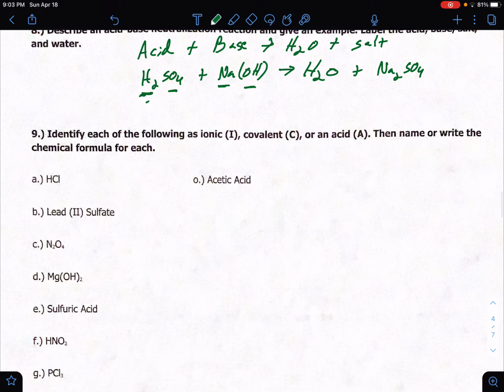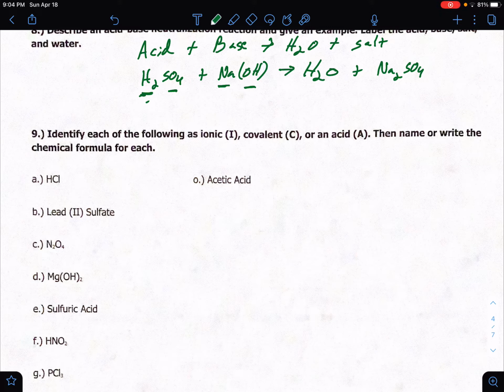Number 9, identify each of the following as ionic, covalent, or an acid. Then write the name. Okay, so this is a big thing, is just knowing the names and how to write the formula. Not so much the ionic versus covalent. I mean, that does help with the naming and stuff, but a lot of students have issues with getting the formula from the name. Okay, so that's why we're going to do this.